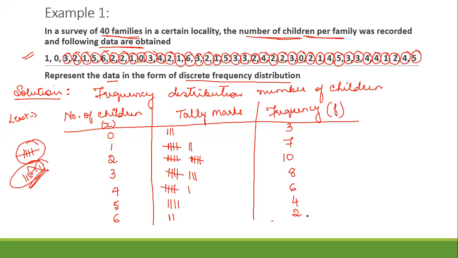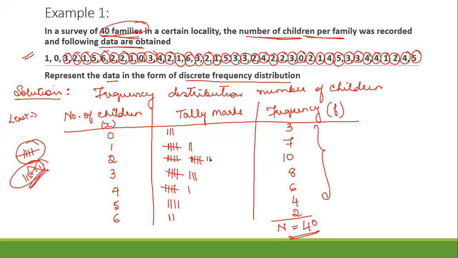Now, how many families have they said? 40 families. When you total the frequency, you should get 40. The mistake I made was that instead of putting the frequency here, I had put tally marks here. You corrected me, good.